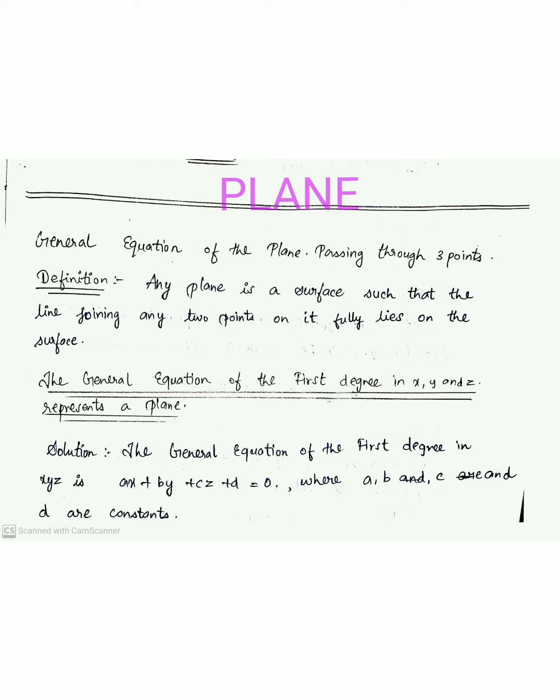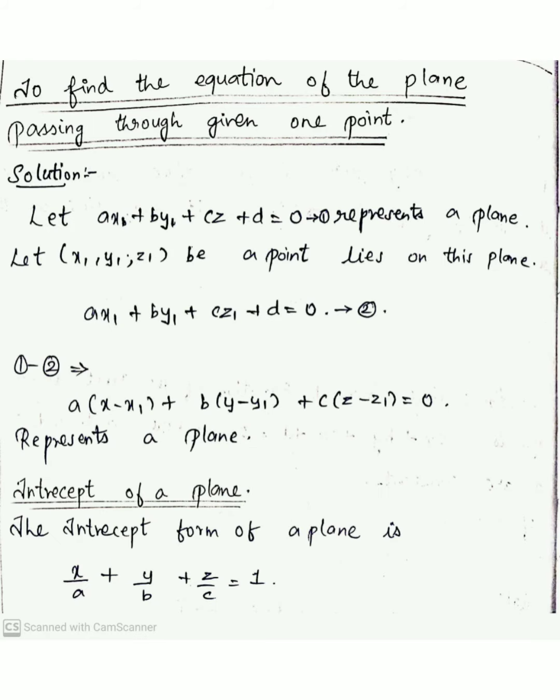Next we see how to find the equation of the plane passing through any given point. This is the general form. Let us consider the general equation of the plane. You mark it as equation 1. Let us take the point as (x1, y1, z1). Now this point lies on equation 1, which implies ax1 + by1 + cz1 + d = 0, which is equation 2. When you subtract these two equations, you get the required plane.